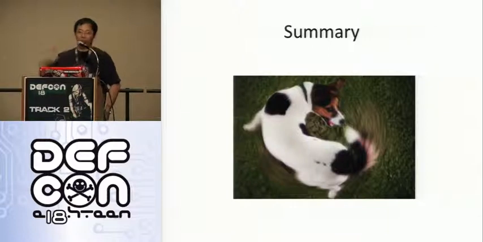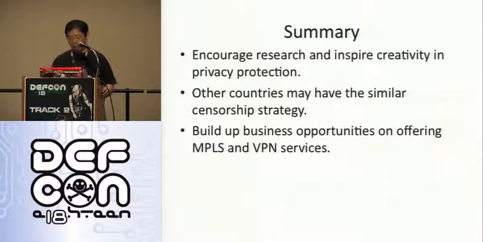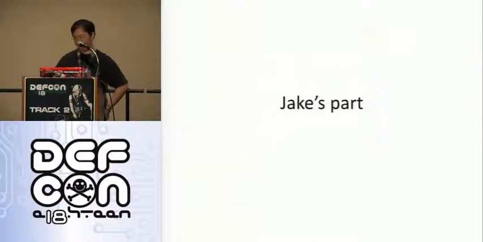If you build censorship, sometimes you are more likely to increase the workload and increase the resources a lot. It may not solve the problem. My summary is to encourage research to inspire creativity. Other countries may have censorship strategies, but we need a balance between privacy and censorship, and to build up business opportunities like the VPN. Most of the Chinese businesses there work on VPN services, VPN connections in the company. Okay, it's Jake's part. Thank you.